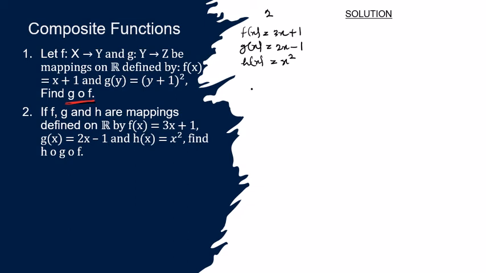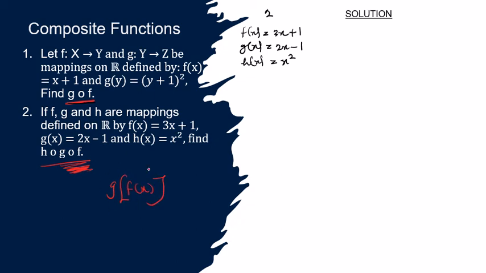So now, what that means is this. To find h of g of f of x, we need to first find g of f. Please, you start from the right to the left. This is the first thing to find. You already know your f of x. You put your f of x inside g of x like this. So this is g of f.